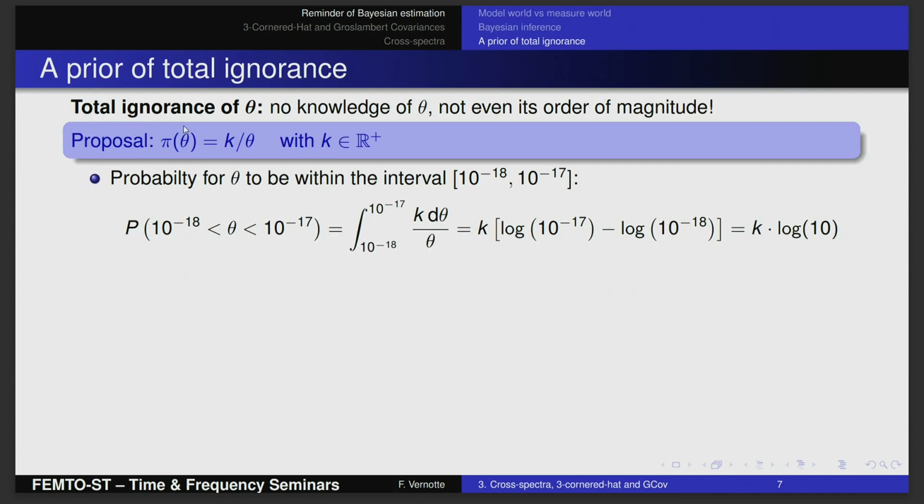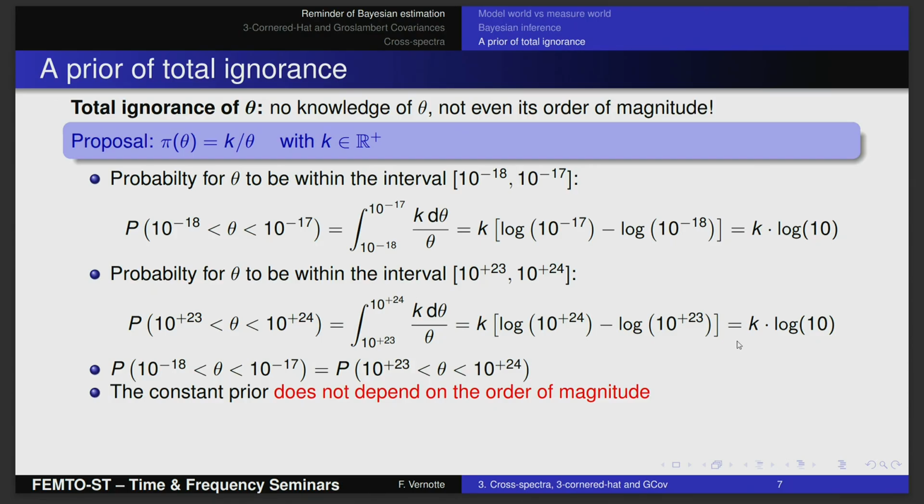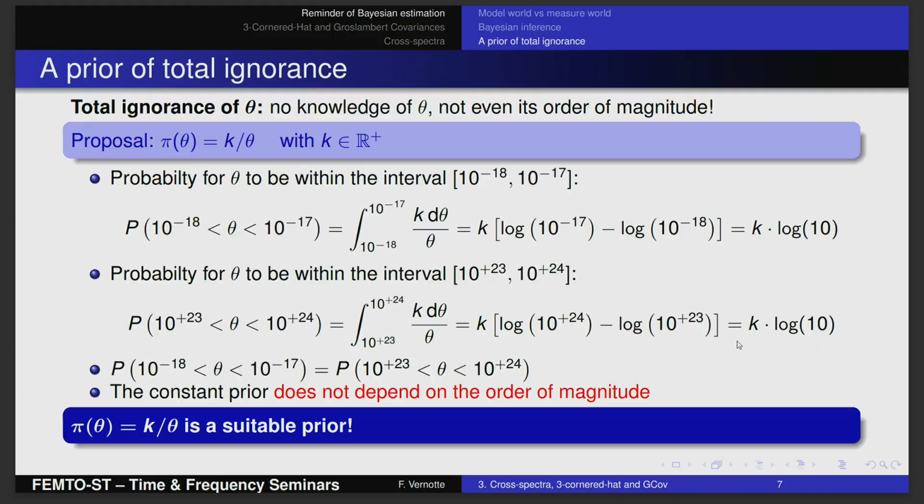I don't know. So if you have a prior which is proportional to 1 over theta, it means that it will give exactly the same probability, whatever the order of magnitude. Here is an example from 10 to the minus 18 to 10 to the minus 17, and here an example from 10 to the plus 23 to 10 to the plus 24. You see that you retrieve exactly the same probability. So it's really what we need. It doesn't depend on the order of magnitude, so it's a suitable prior, and I will use it just later on. There exist also more sophisticated priors, but we don't care today.